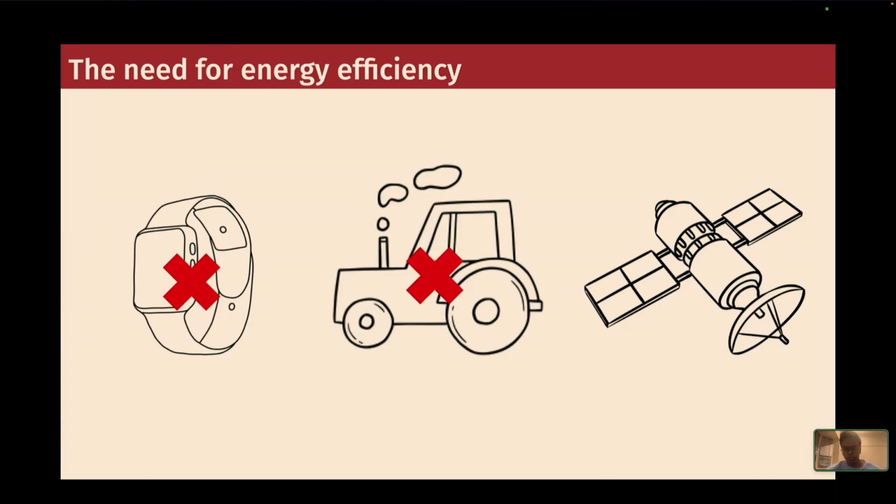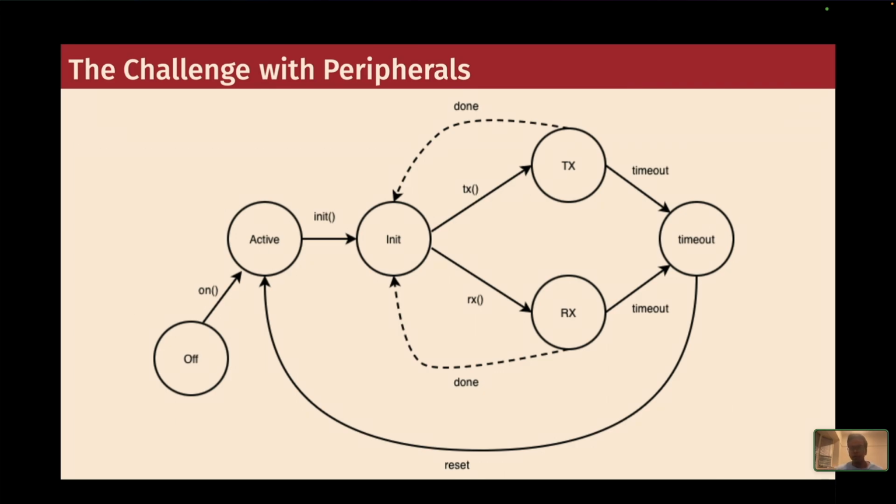In medium-scale applications such as smart agriculture, it can be very financially expensive to have to go into the field and replace batteries. And in the depths of outer space, it can be literally impossible to replace a battery once it has died. However, peripherals make understanding the energy requirements of these systems much more difficult, as peripherals typically have complex state, as can be seen here, which makes it hard to understand how exactly they interact with the rest of the system.